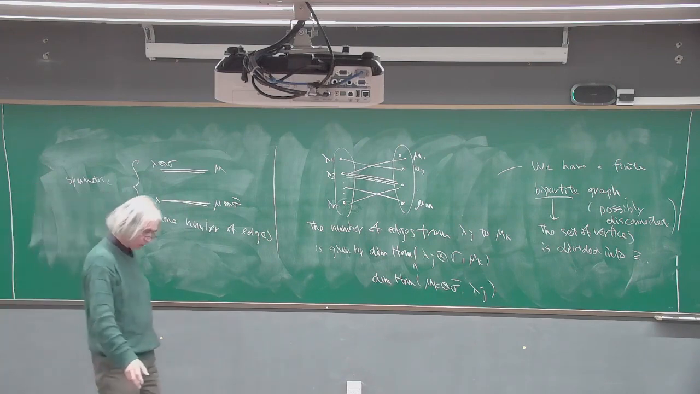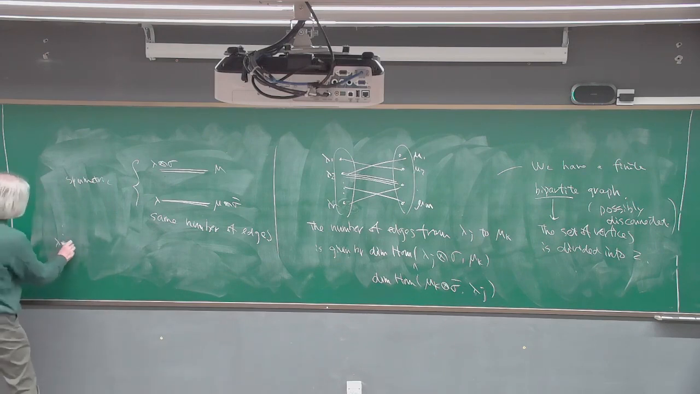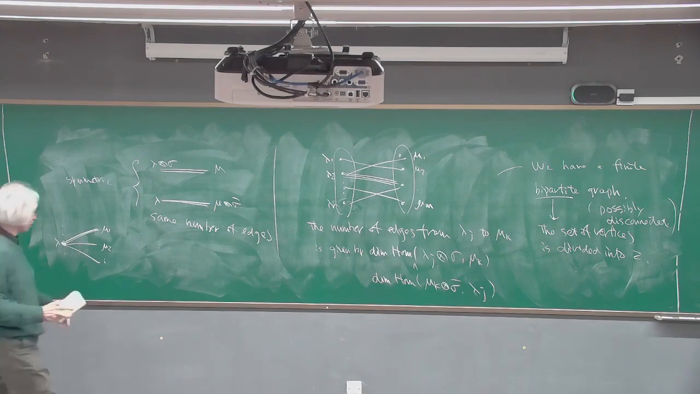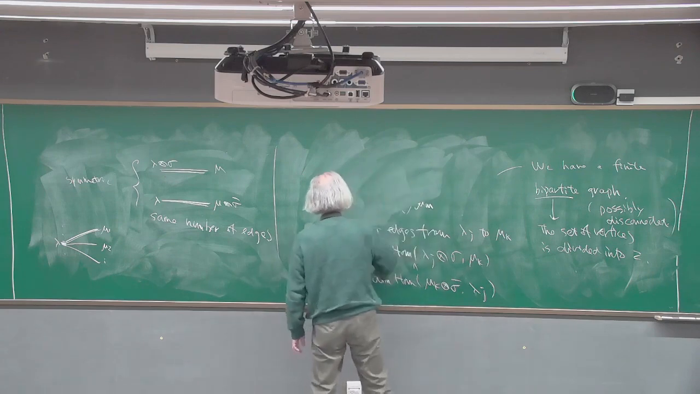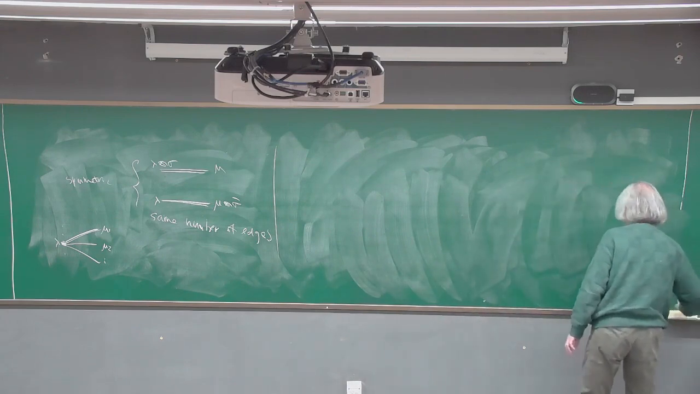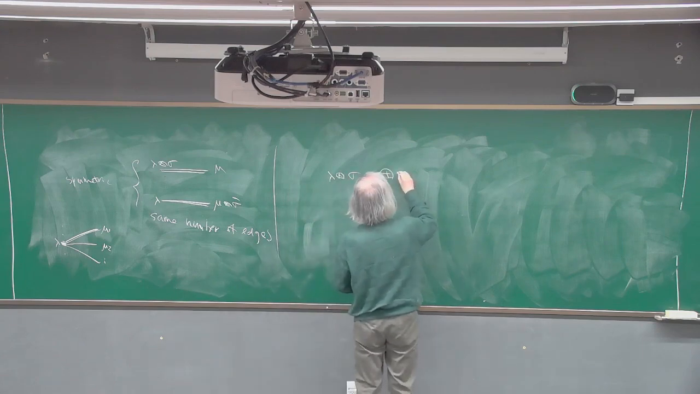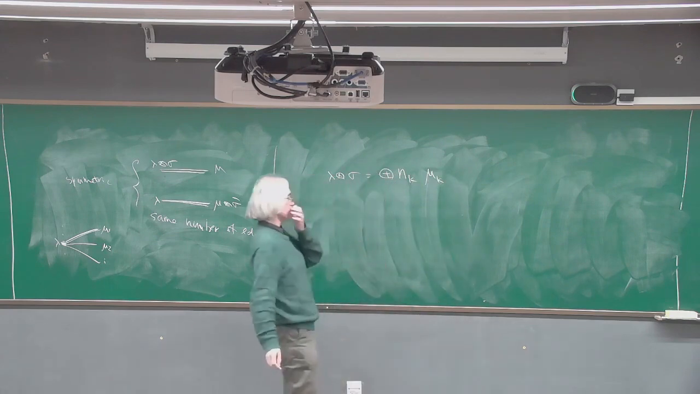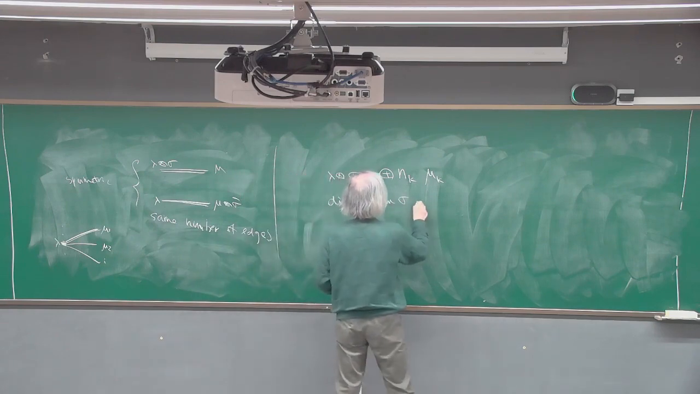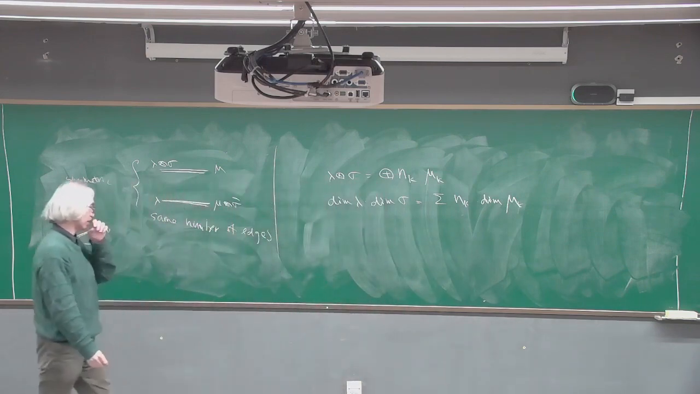Then also we look at a single vertex lambda, and the multiplicities like this. This means that lambda times sigma is a direct sum of multiplicity n_k times mu k. Agreed? Then we take the dimension. Then it means that dimension lambda times dimension sigma is equal to the sum of n_k times dimension mu k.